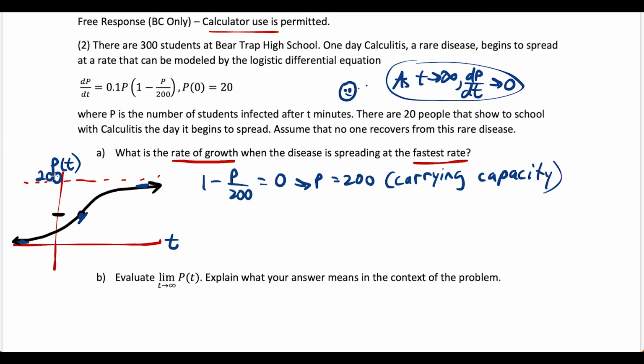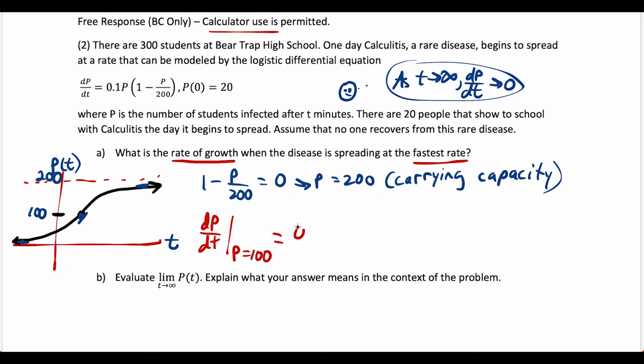This is going to be at 200, but the growth rate is fastest at the halfway point. So half of 200 would be 100. Now to answer this question, what is the rate of growth when it's spreading the fastest? Well, we would just take dp over dt, and we're going to plug in p equals 100.